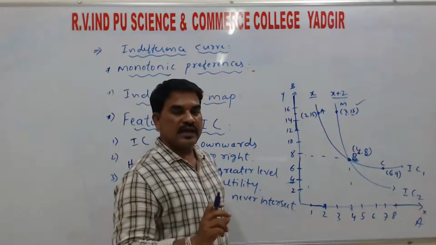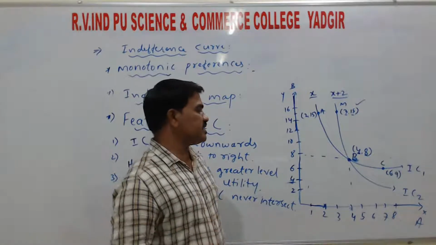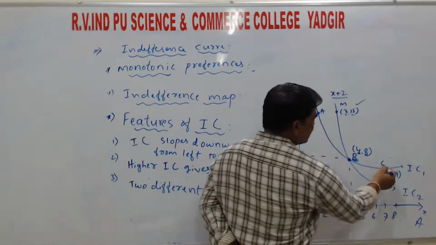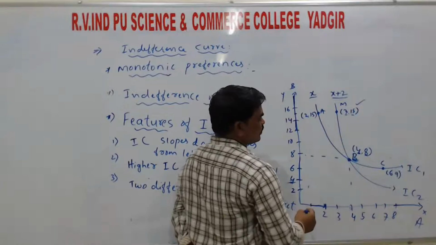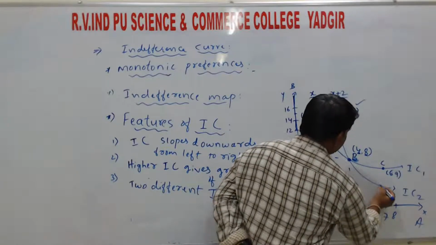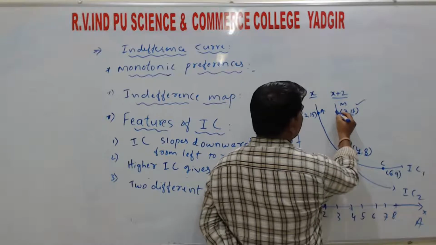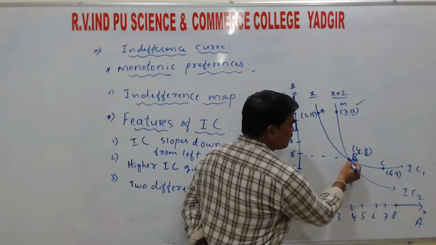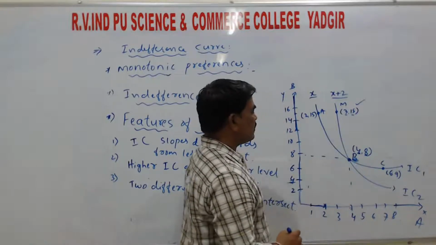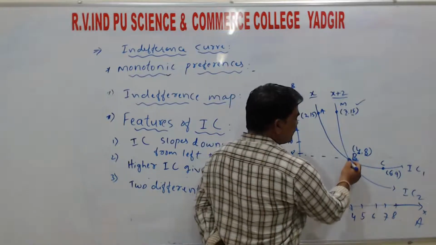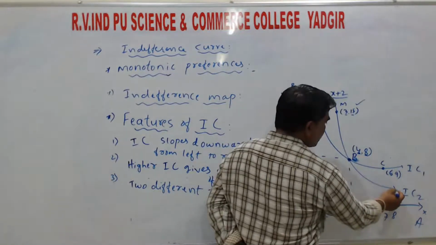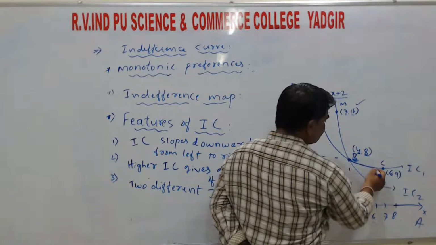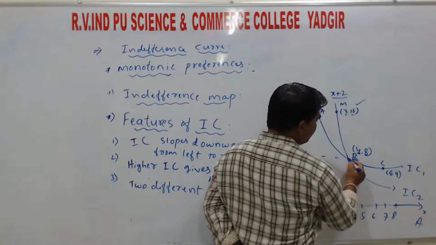As we know, each and every bundle gives him the same satisfaction. This bundle A gives him X satisfaction, bundle C gives him X satisfaction. And we have one more bundle here, and this bundle F gives him X plus 2 satisfaction. So when we come to this intersecting point, this point is on the curve 1 as well as 2.